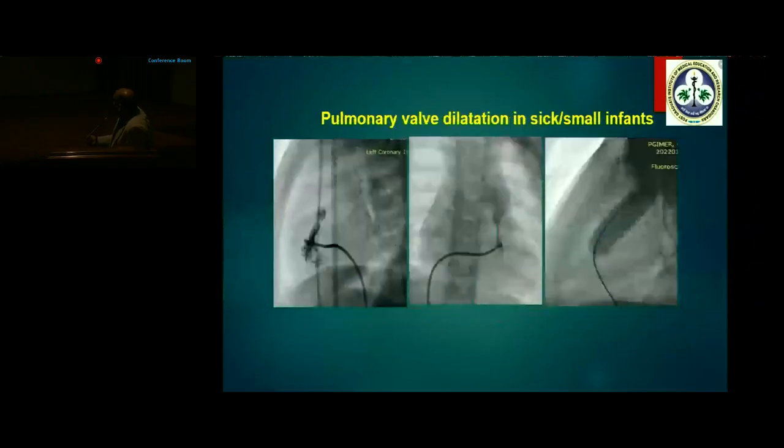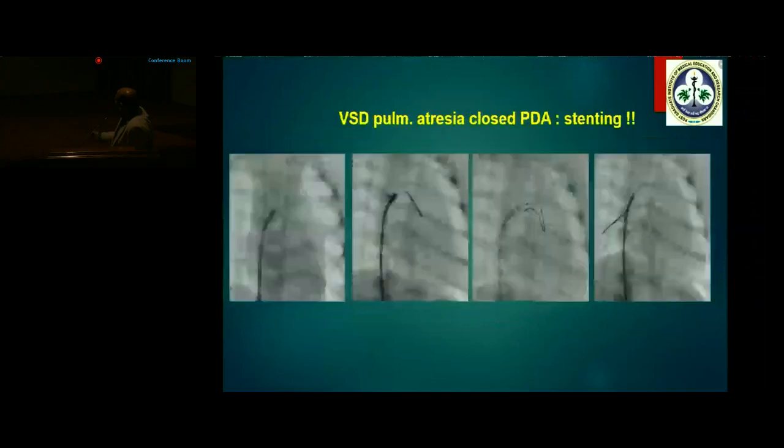So this is another example of critical pulmonary stenosis in a small baby who was having RV dysfunction. RV is not well developed for that matter. We can easily do balloon dilatation.